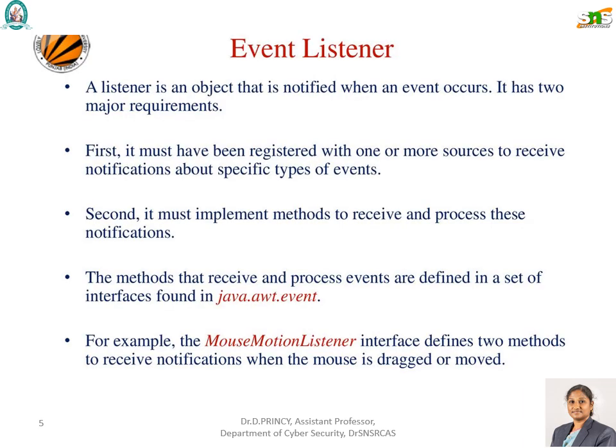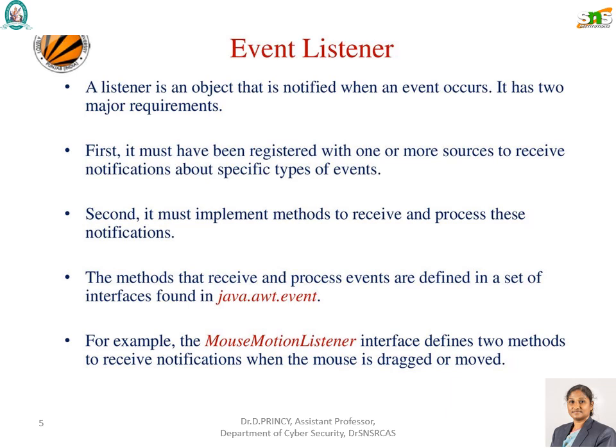Event listener. A listener is an object that is notified when an event occurs. It has two major requirements. The first one, it must have been registered with one or more sources to receive notification about specific types of events. The second requirement is it must implement methods to receive and process these notifications.